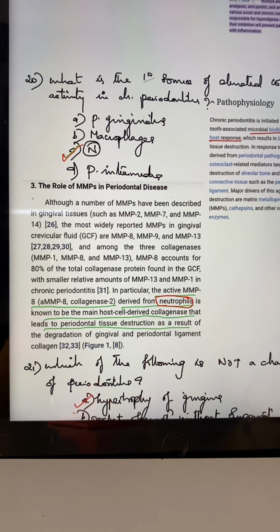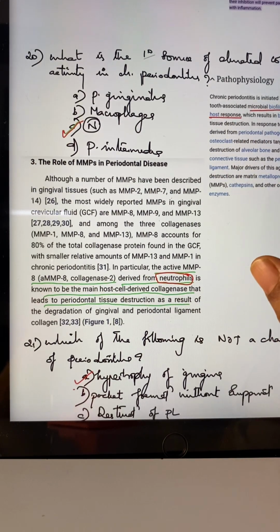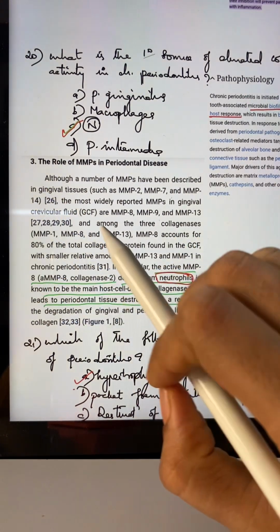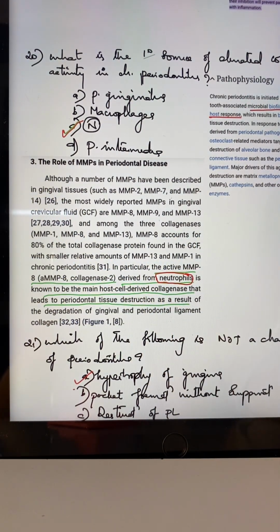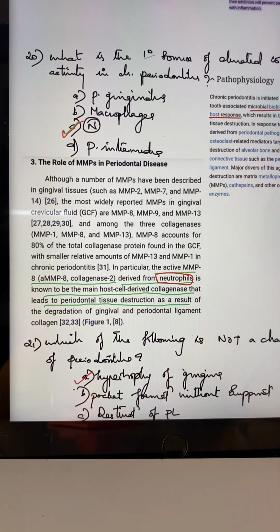elevated collagenolytic activity in chronic periodontitis? You know this. Before that, you need to understand about MMPs. They are the matrix metalloproteinases. They are a type of collagenases. They help in the destruction of the collagen. So in chronic periodontitis, the destruction of the collagen can be seen. This is due to the collagenase, a type of collagenase like MMPs.